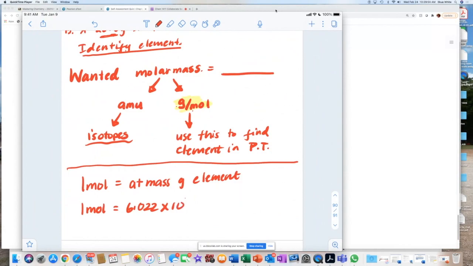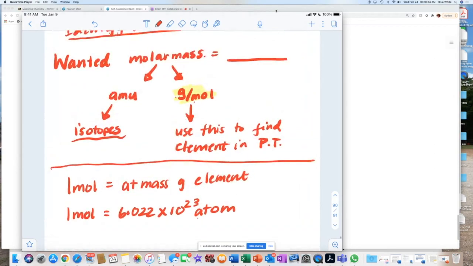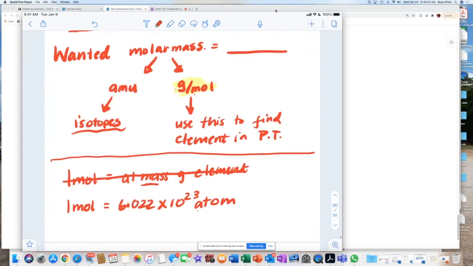6.022 times 10 power 23 atoms. Since we're dealing with an element, I have to use atoms. If we're dealing with a compound, I would have to use the word molecule, right? Okay, whew. That's why I have all these resources for when I blank out. Now, I don't know what the element is, so obviously this conversion is not useful because I cannot figure out the atomic mass, right?